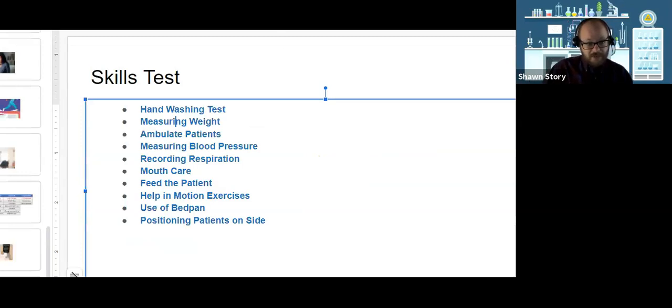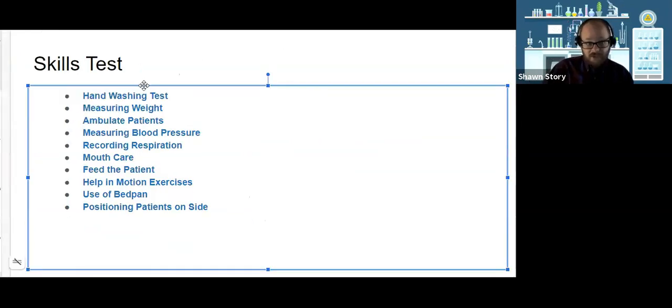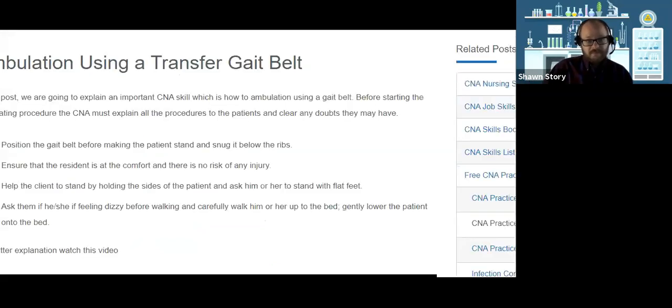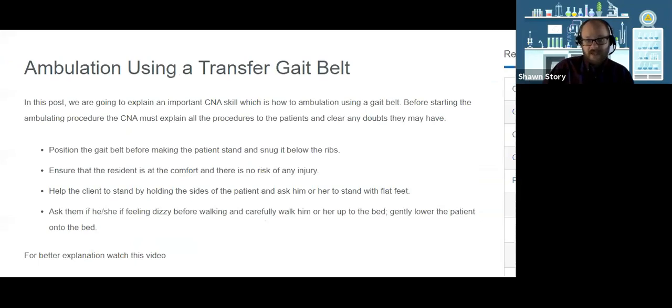Next one is going to be ambulant patients. All right, and this is that idea of working with a gait belt. All right, who would like to read this one for us?